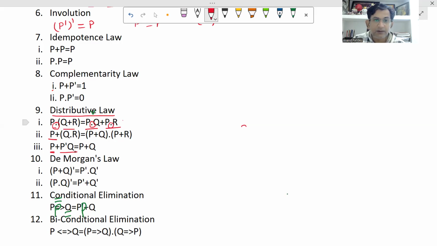So please remember at least these two laws, you have to keep them in mind. And if you can't remember, then remember this also. Okay. Now coming to the next.